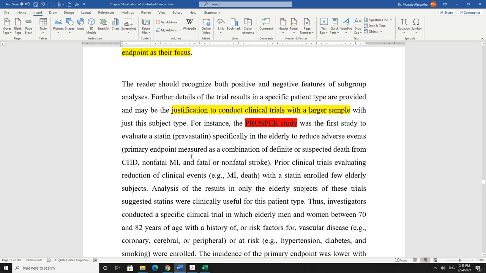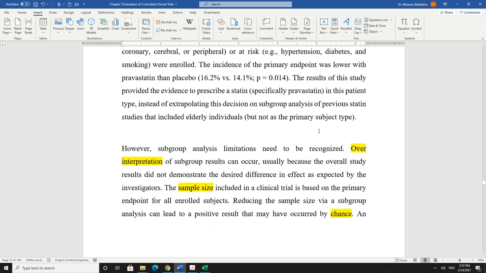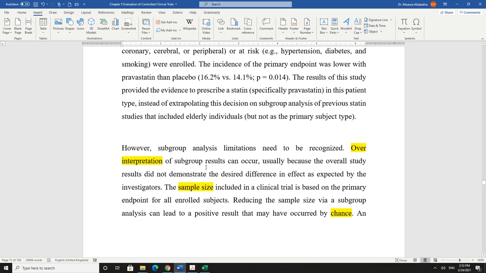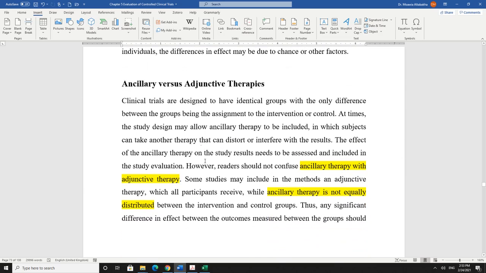As I told you, subgroup analysis can be justification to conduct a clinical trial on such people's characteristics, meaning the characteristics of the subgroup. Of course, if you find that there is a significant difference, you should not overinterpret subgroup analysis or secondary endpoints, and your focus should be the primary endpoint.